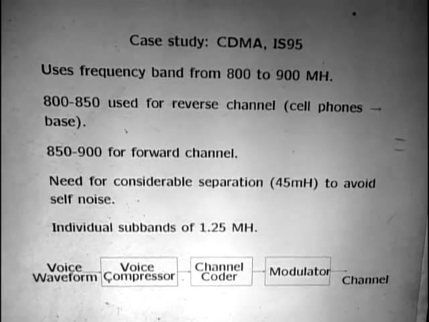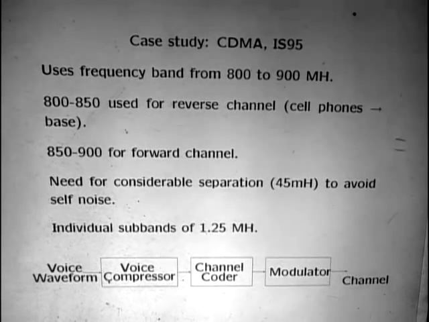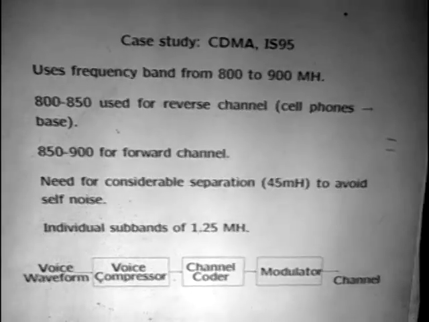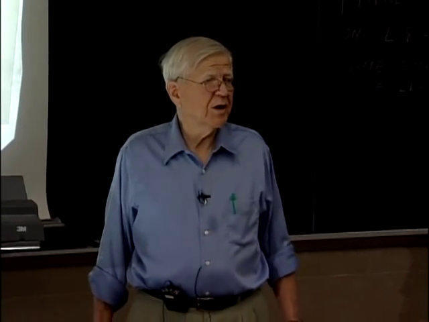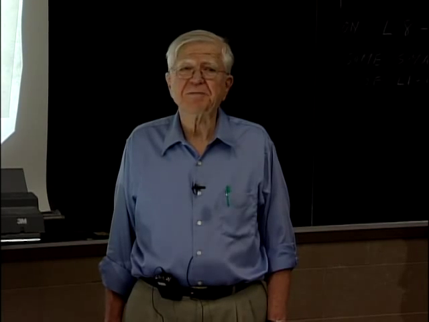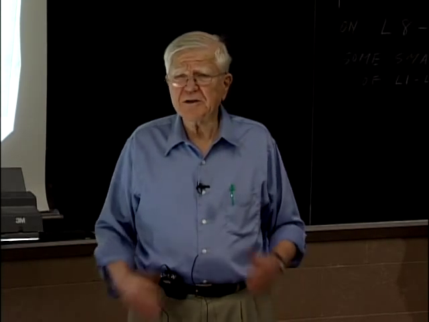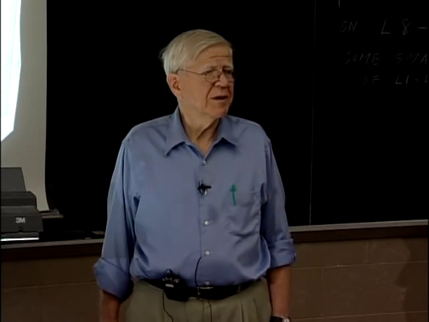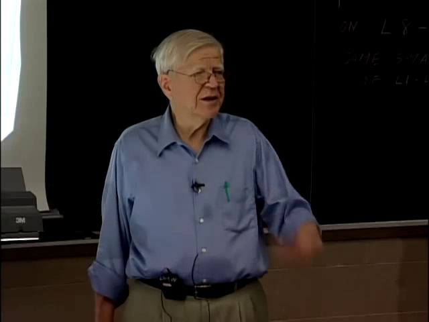Anyway, you use the band 800 to 850 for the reverse channel, from the cell phones to the base, and you use the band 850 to 900 for the forward channel. Why do you want to separate the reverse channels and the forward channels by as much as you can? If you think for just a minute about the power levels at your sending antenna, either at the base station or at the cell phone itself, and then you think about how much power you're receiving, you see there's an enormous difference between these two, because things get attenuated enormously after they get transmitted.